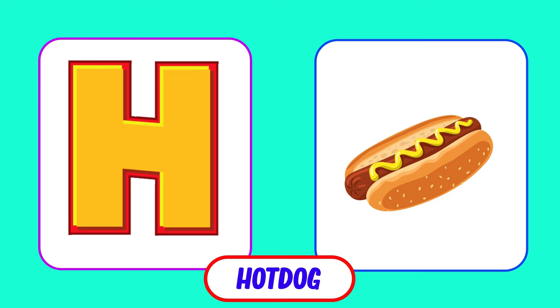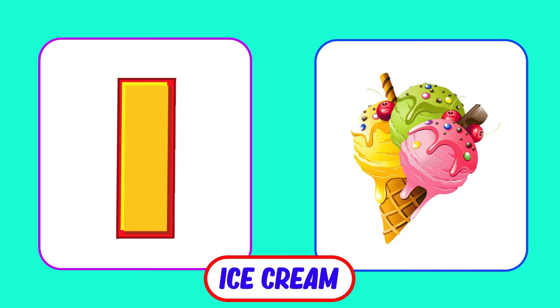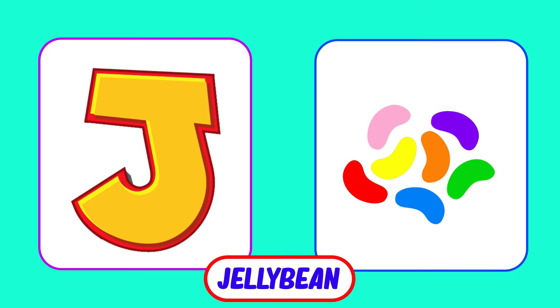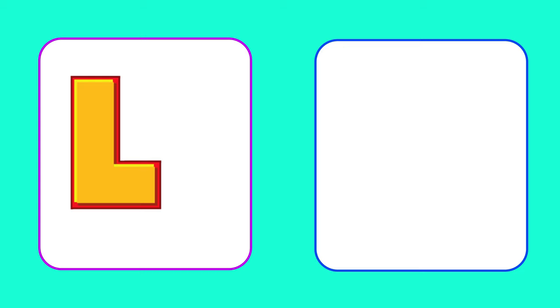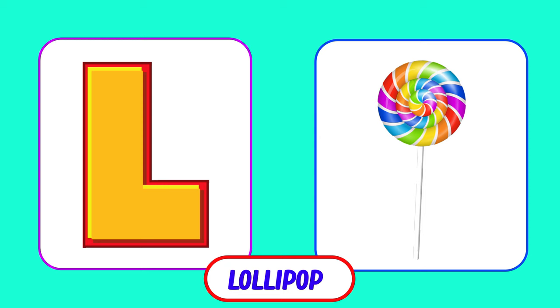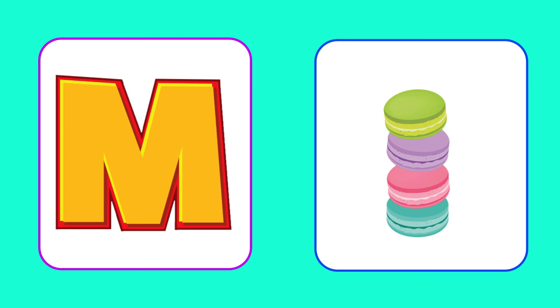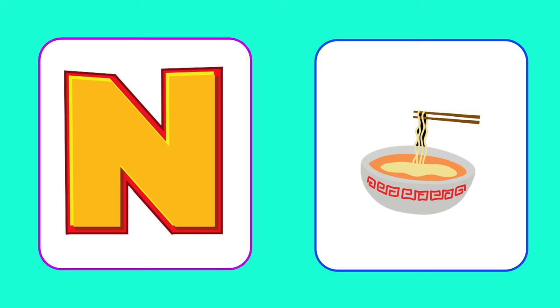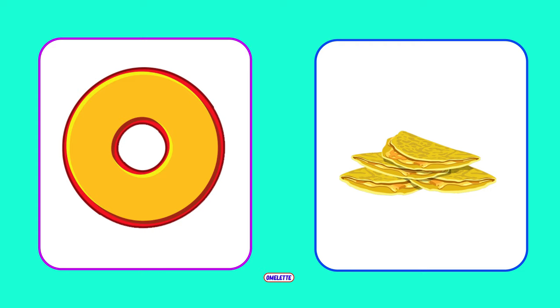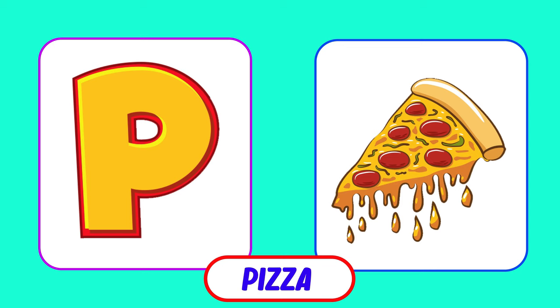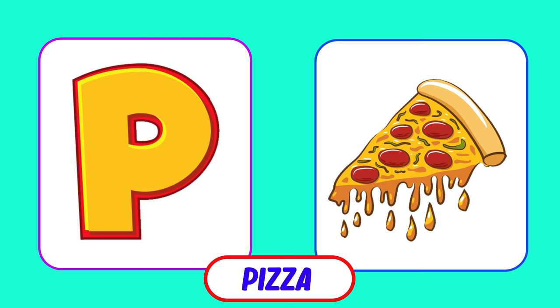I is for ice cream. J is for jelly bean. K is for key lime pie. L is for lollipop. M is for macaroons. N is for noodles. O is for omelette. P is for pizza. Q is for quesadilla.